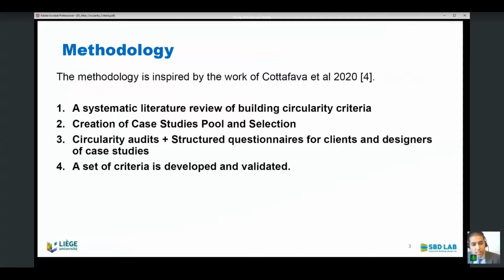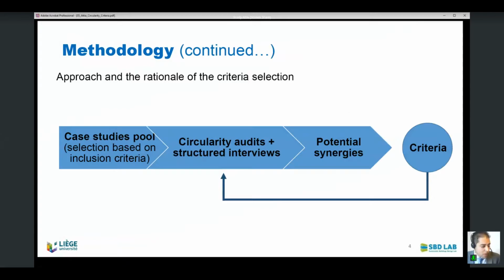We did first a systematic literature review of the building circularity criteria. Then we created a pool of case studies and selected the most accessible case studies. And finally, we started to apply our own developed circularity audits with structured questionnaires for clients and designers of case studies. And finally, we came up with our set of criteria that we developed and validated so far. And again, I repeat, the study is still in an initial stage as part of a PhD's work of Mr. Muheeb Al-Obaidy.